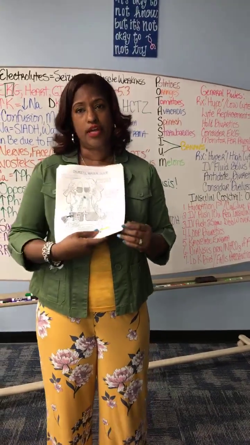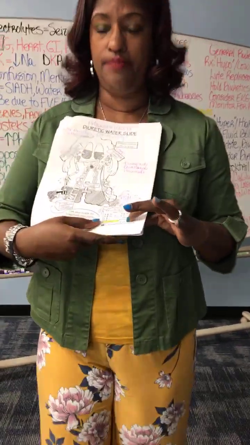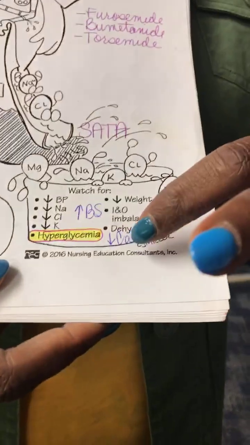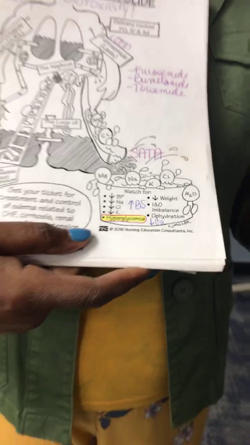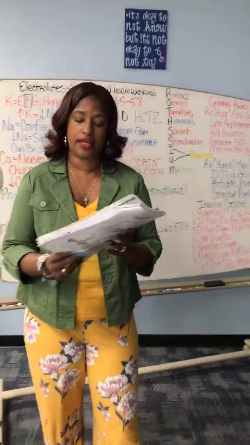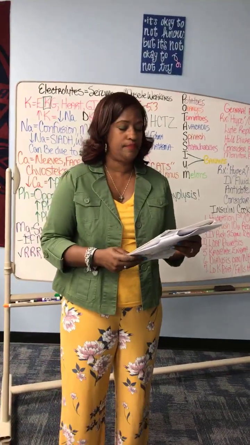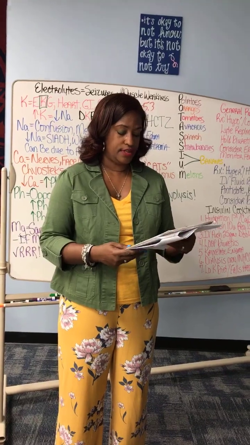Now, there's another electrolyte that will go down with this type of loop diuretics. Look what I wrote. Decreased calcium. That's a big one. So add an electrolyte, add your decreased calcium. Remember that that is the effect.